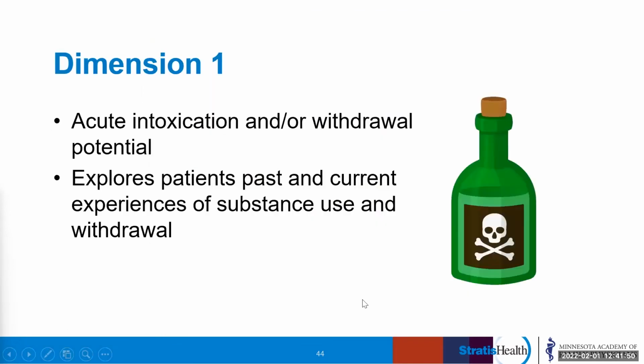So Dimension 1, they look at their acute intoxication or their withdrawal potential. So this is obviously if they walk in and they're in florid withdrawal, they're going to score off the charts on this one.